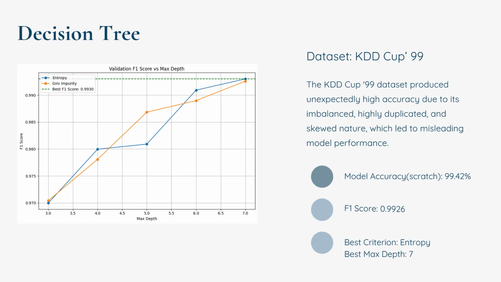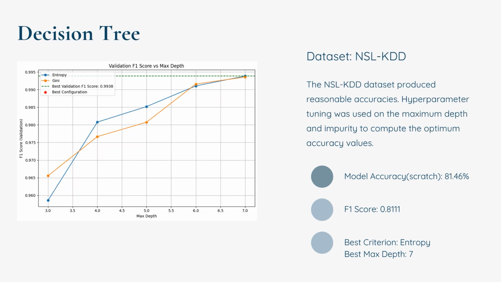I trained a decision tree model using both the approaches of sklearn and custom implementation. I got very high accuracies for the KDD Cup 99 dataset, which led to the realization that the dataset was skewed. Then after I trained the same model on the NSL KDD dataset, I achieved an accuracy of 81.46% and an F1 score of 0.8111. I also used hyperparameter tuning to achieve better results. The parameters used were the maximum depth of the tree and the impurity measure.